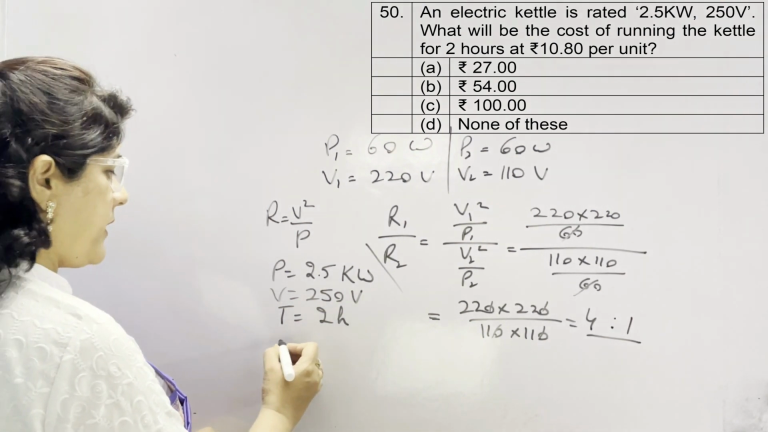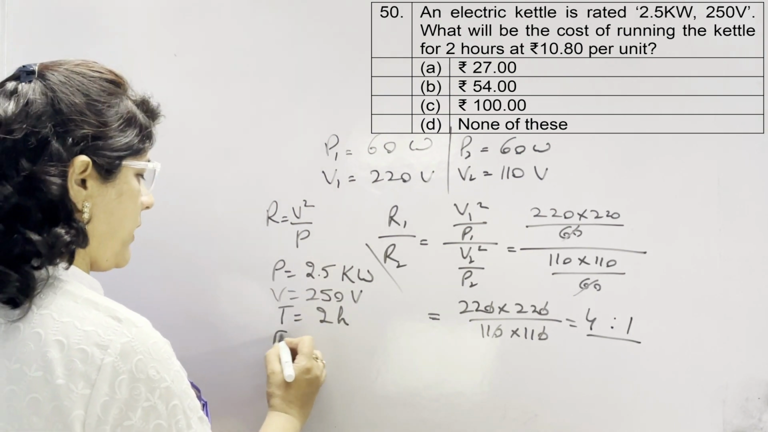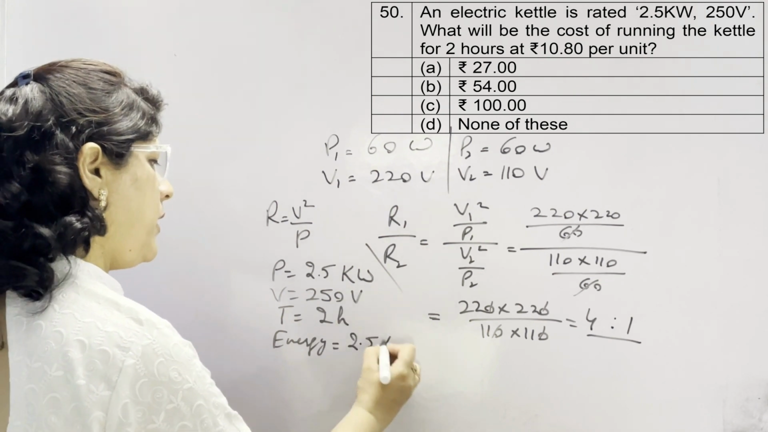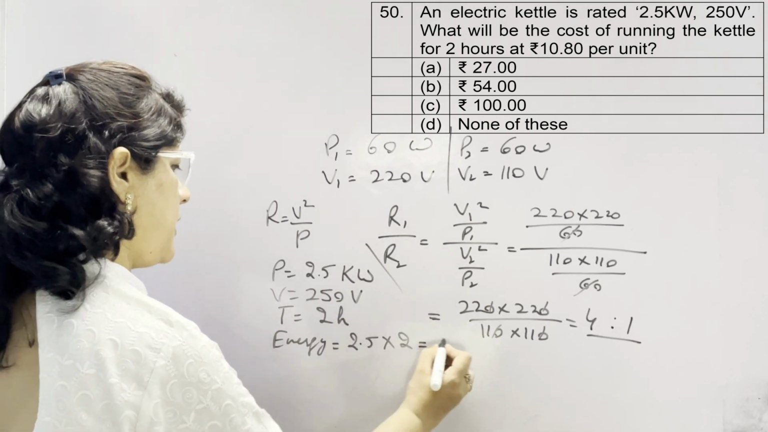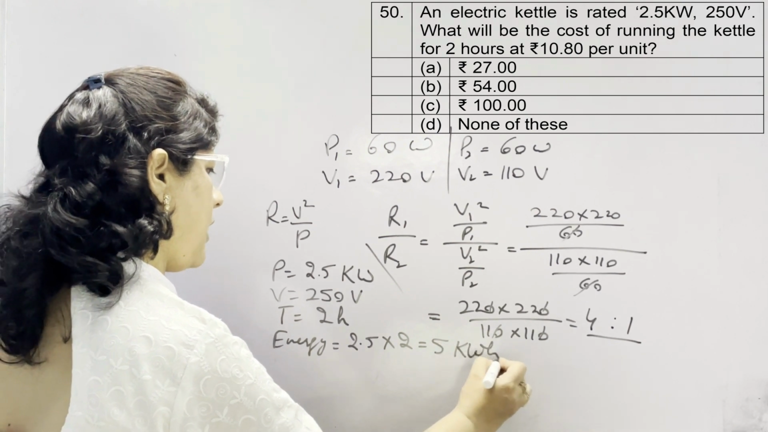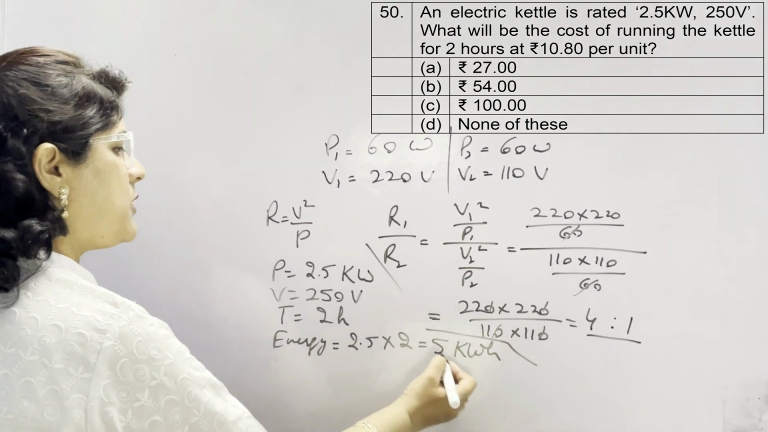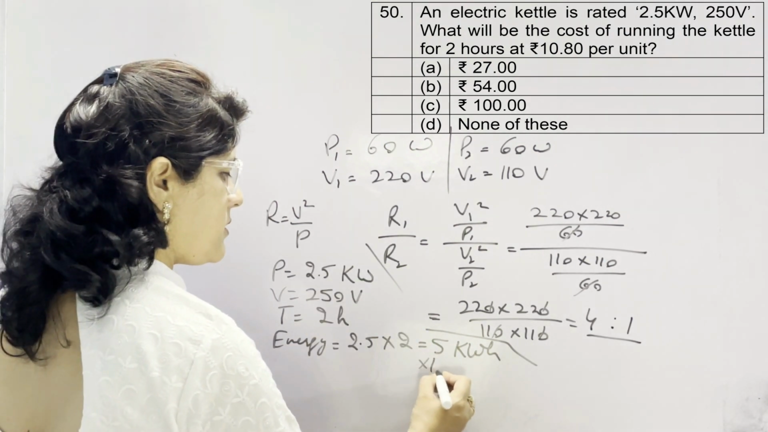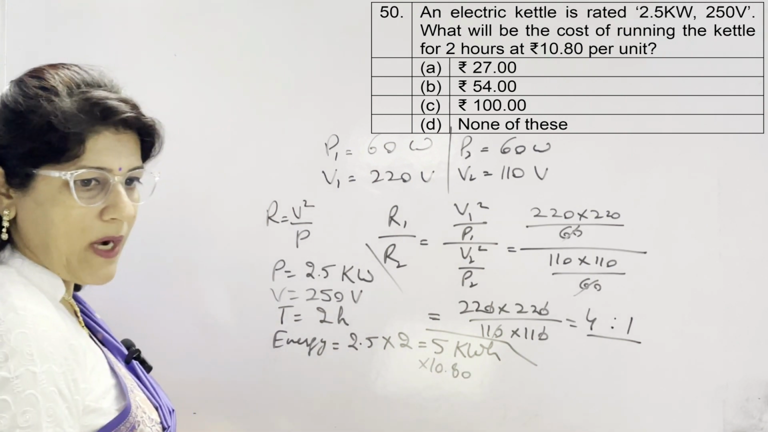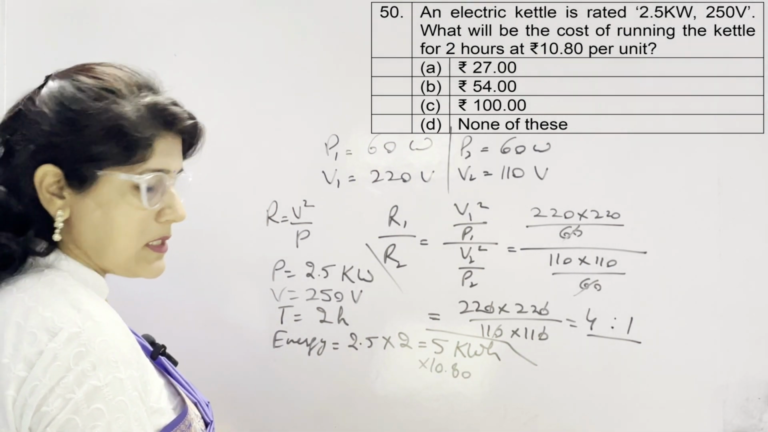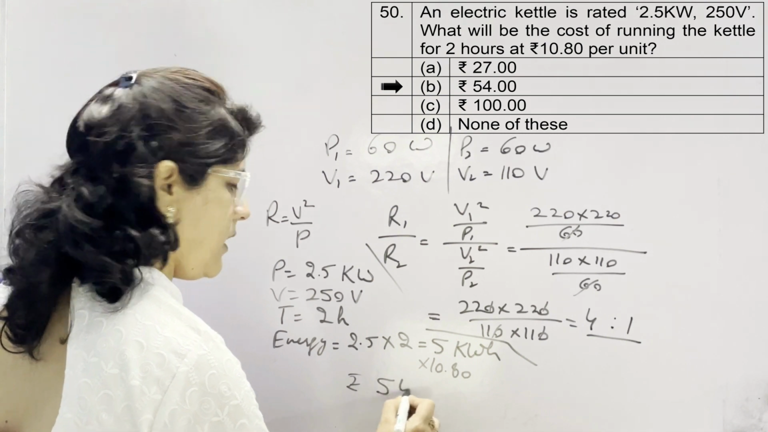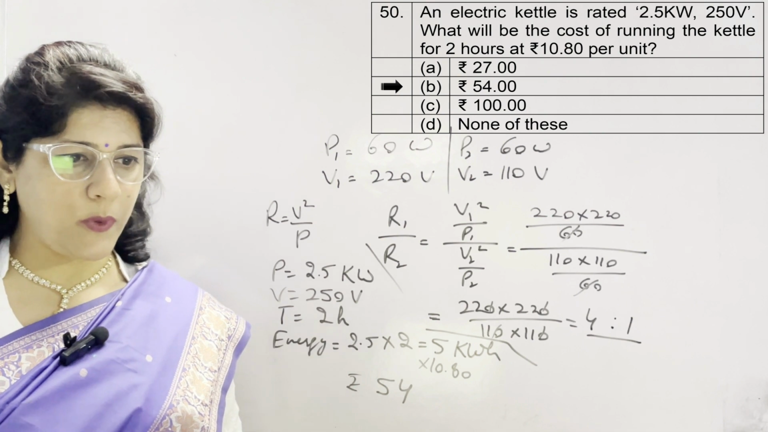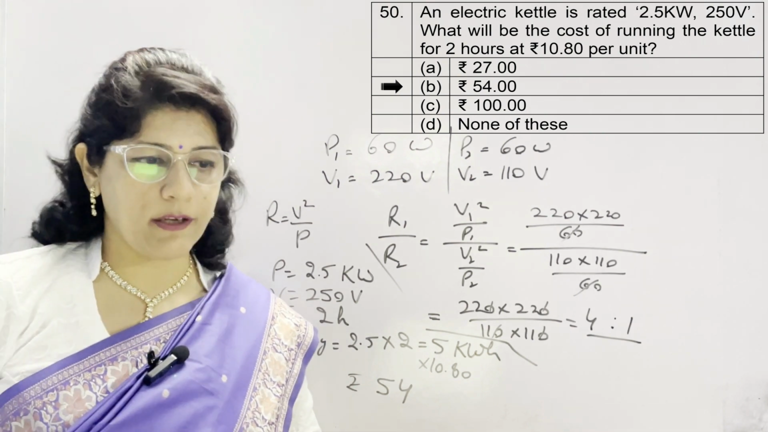So अभी हमने कैलकुलेट किया था, ऐसे केसेस में हमने एनर्जी कैलकुलेट करनी है किलोवाट आवर में. ऑलरेडी किलोवाट में दिया है 2.5 kilowatt multiplied by 2 hours. It means 5 kilowatt hour. This is the unit of electrical energy. Now what is the cost of 1 unit? It is 10.80. Now 5 multiplied by 10.80, our correct answer is rupees 54. Our correct option is B, rupees 54. Other options are 27 and 100 rupees, and none of these, which are incorrect.